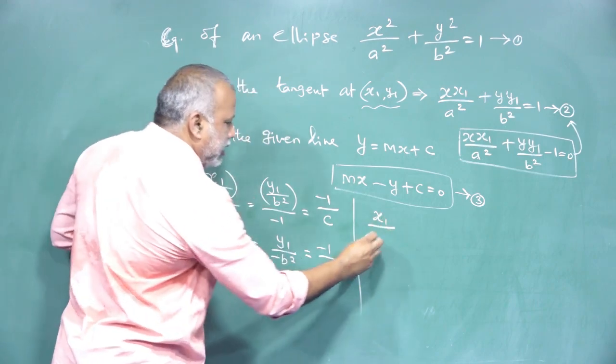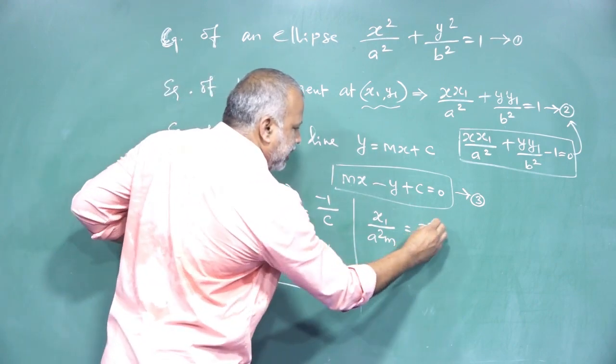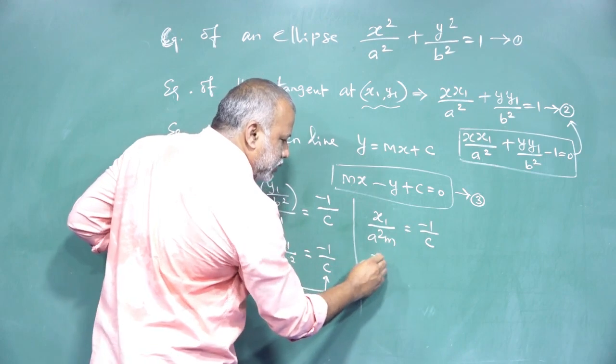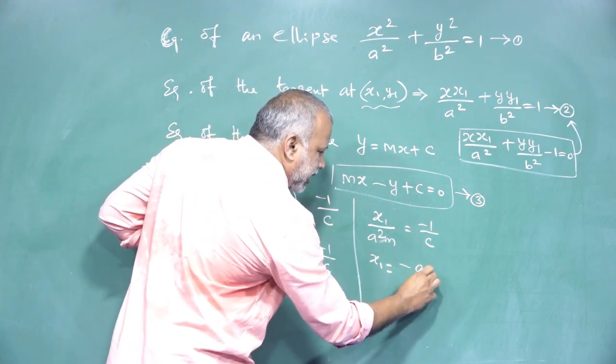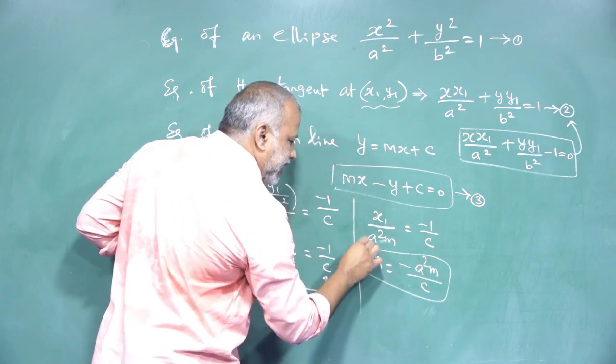x1 divided by a squared m equal to, I can write, minus 1 by c. From this I need x1. So x1 equal to, cross multiplying, I can get minus a squared m divided by c. This is the value of x1.